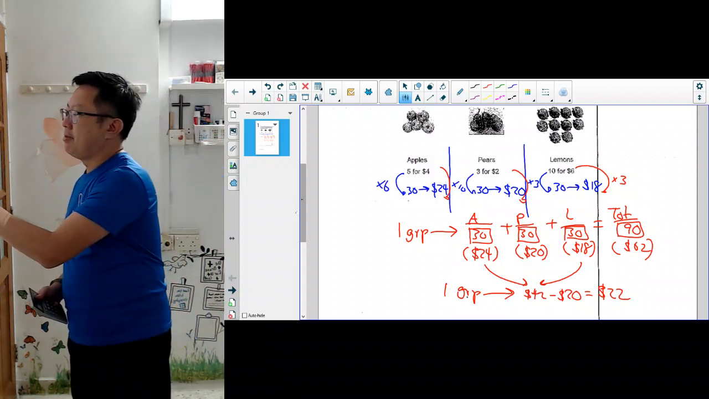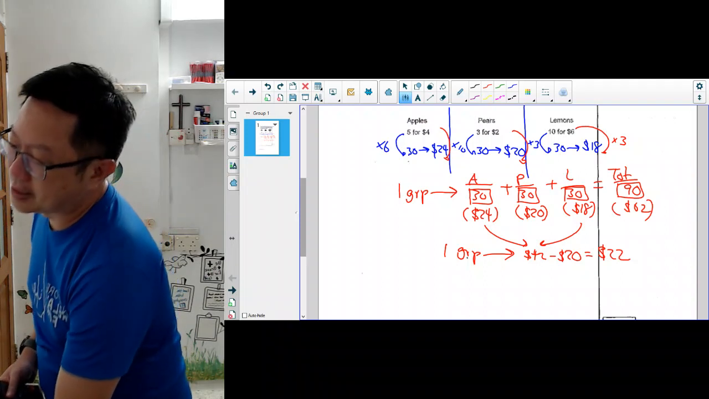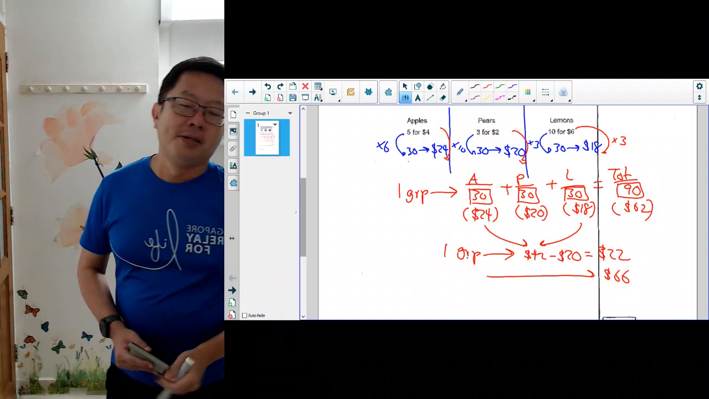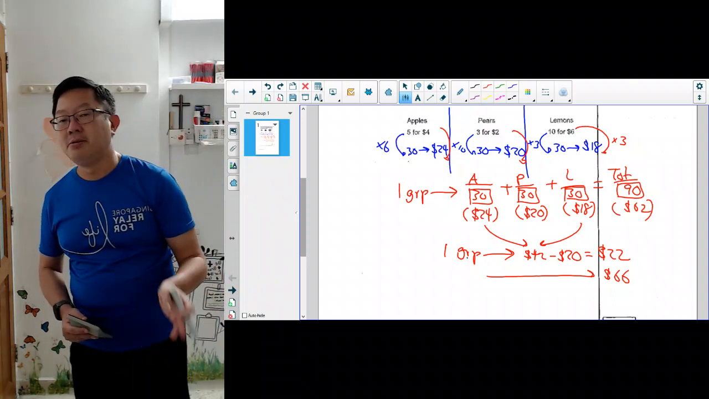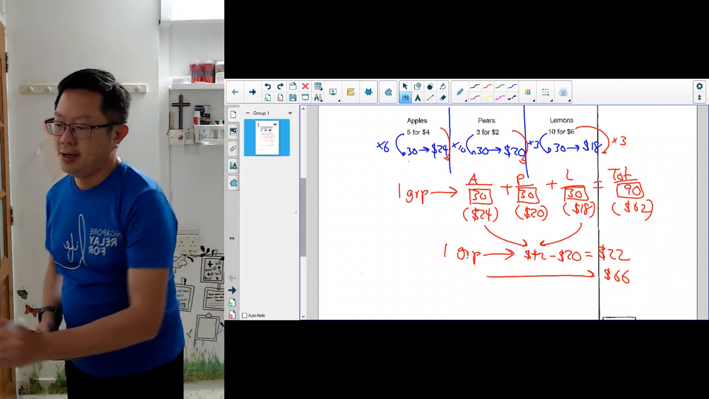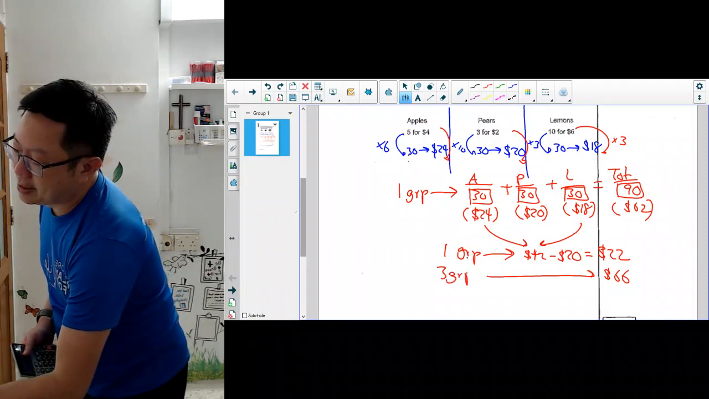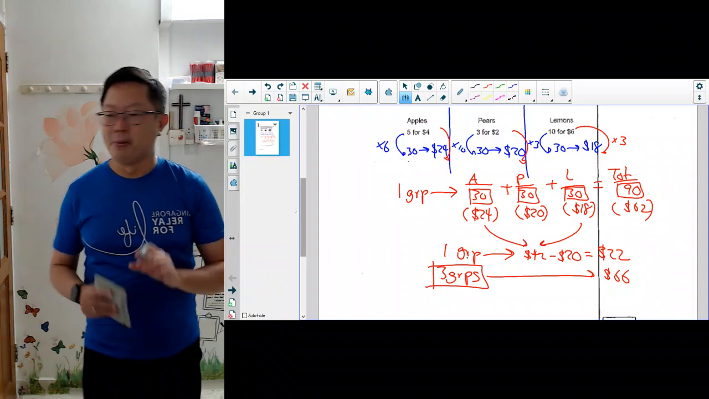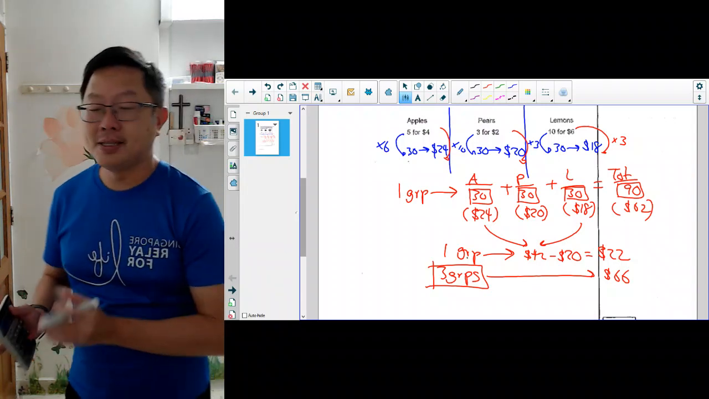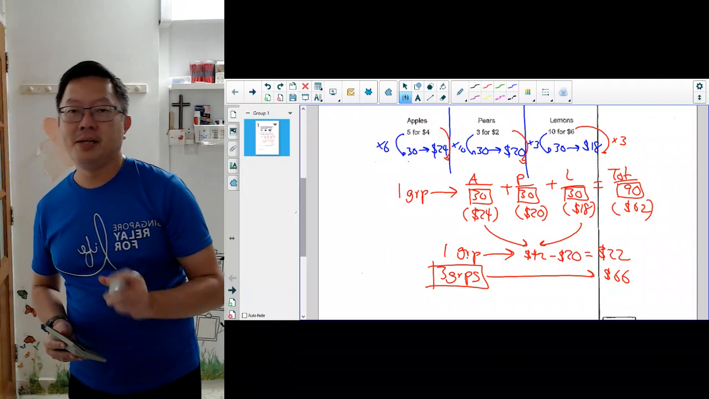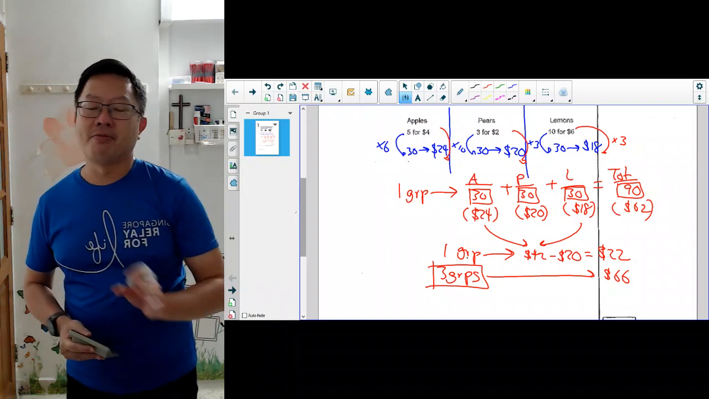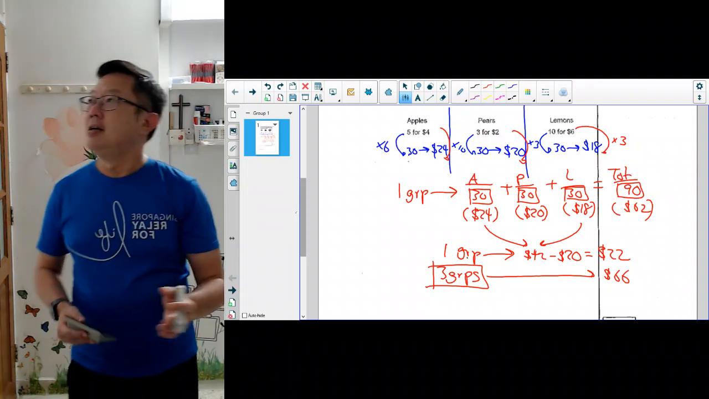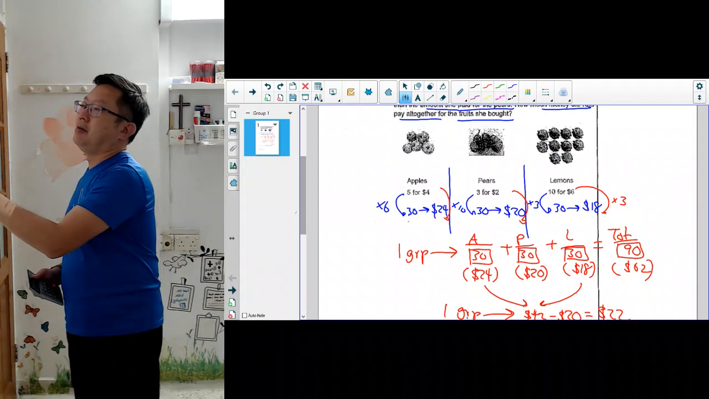Then can I find how many groups make up $66? This is the actual cost. So how many groups make up $66? You divide by $22 and you will get 3 groups. This is a very powerful answer that you have over here. With the 3 groups, you can find anything. Whatever the question asks you, you can use the 3 groups to find it. So let's go to the question and see what it asks.